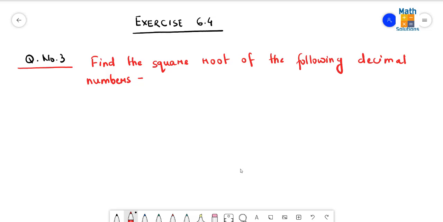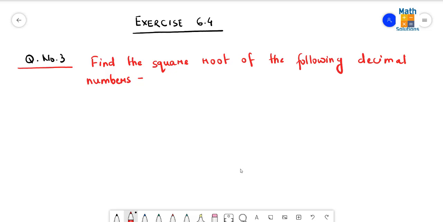Hello everyone. Through this video we are going to discuss from question number 3 in exercise 6.4, that is squares and square roots, in the chapter of squares and square roots. So I am starting with question number 3. What is given here? Find the square root of the following decimal numbers.